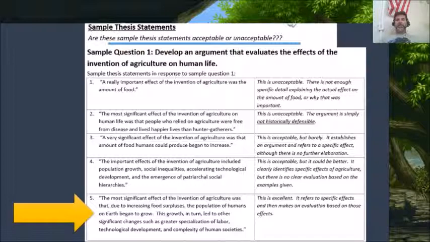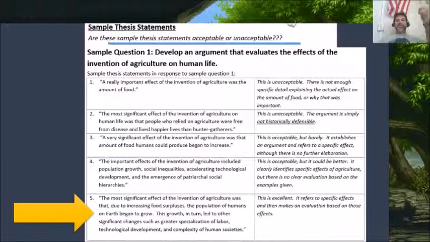Then finally, the most significant effect of the invention of agriculture was that, due to increasing food surpluses, the population of humans on Earth began to grow. This growth, in turn, led to other significant changes such as greater specialization of labor, technological development, and complexity of human societies. This is really excellent for a couple of reasons. Number one, it makes a very sophisticated evaluation, and it basically decides which of these was the most important effect, and it also draws a line of causation among different effects.